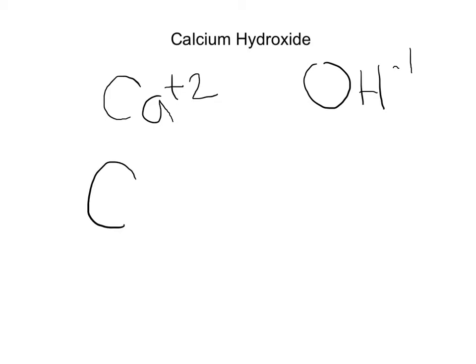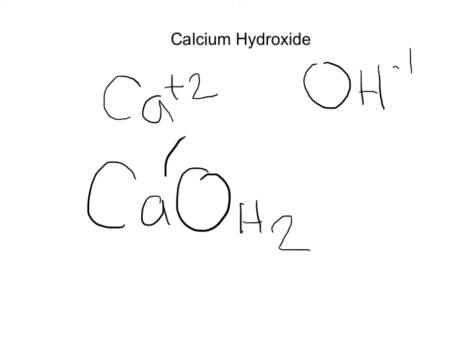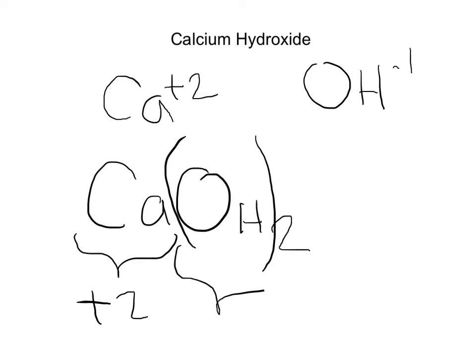So Ca can stay the same, but you can have 2 hydroxides. So then you put in parentheses, and that would be your final answer, because this is a positive 2 charge and this is a negative 2 charge, which equals 0. So that's how you know it's a neutral charge.